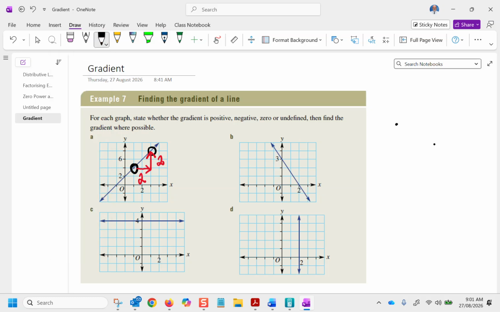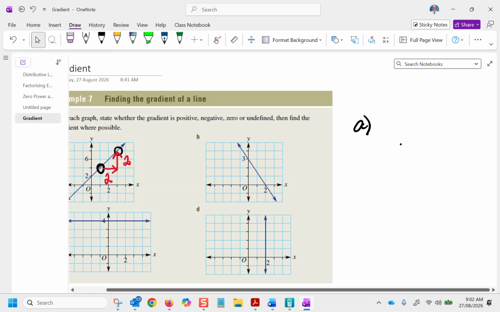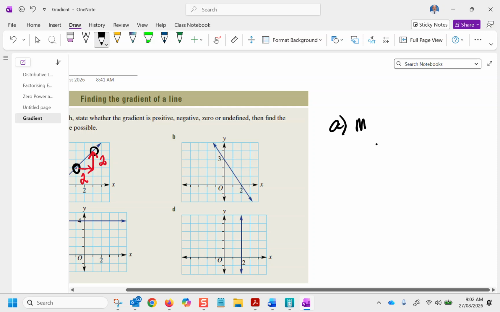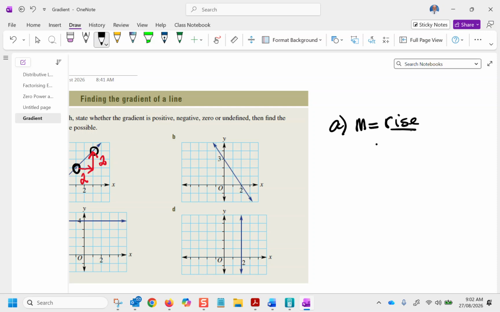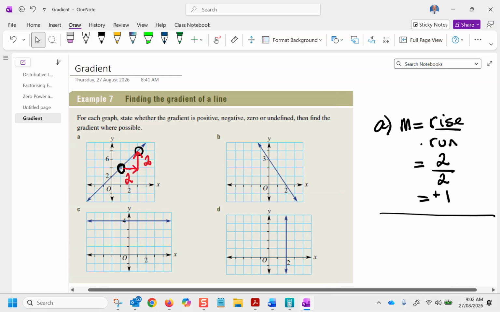So for part A, the gradient, we use letter M, is the rise over the run. We have upwards, positive 2. We have a run forwards, positive 2. And so we have positive 1 for the gradient of part A. That's a positive gradient. As we move from left to right, the line is rising.